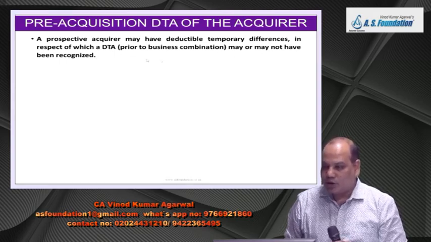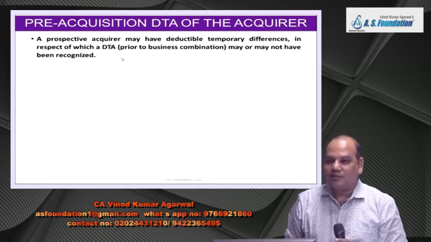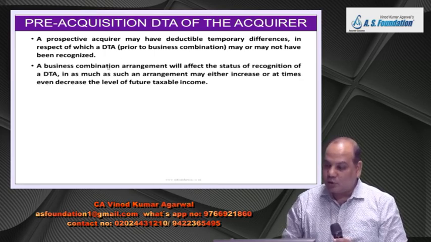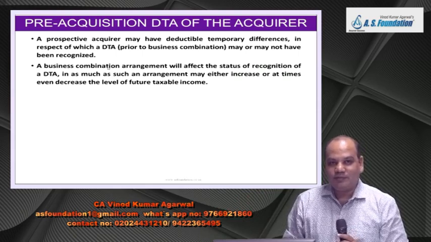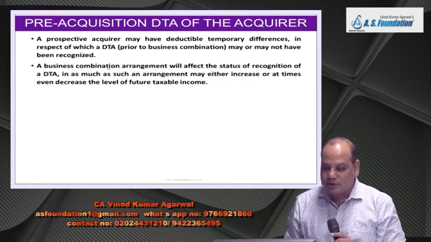Why have they written may not have been recognized? To recognize DTA, there must be either taxable temporary difference, sufficient future taxable income, or a certain event which will not normally reoccur, or there must be a tax planning opportunity. If none of these are there, you will not create DTA. Okay, now you are acquiring a business benefit. You may generate profit from that business.